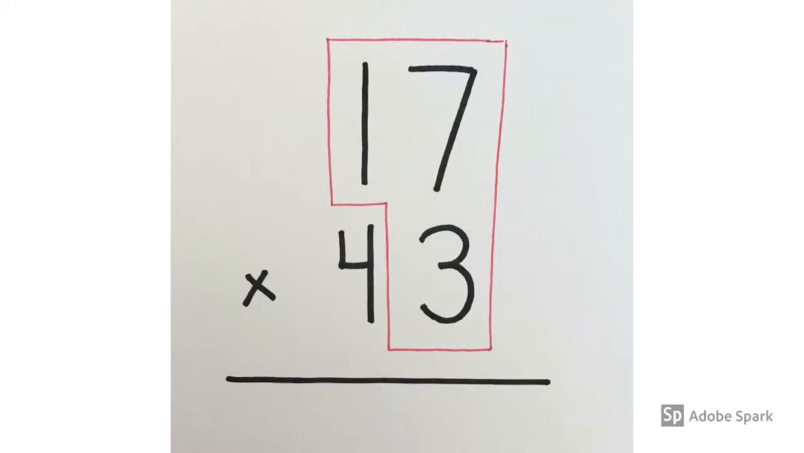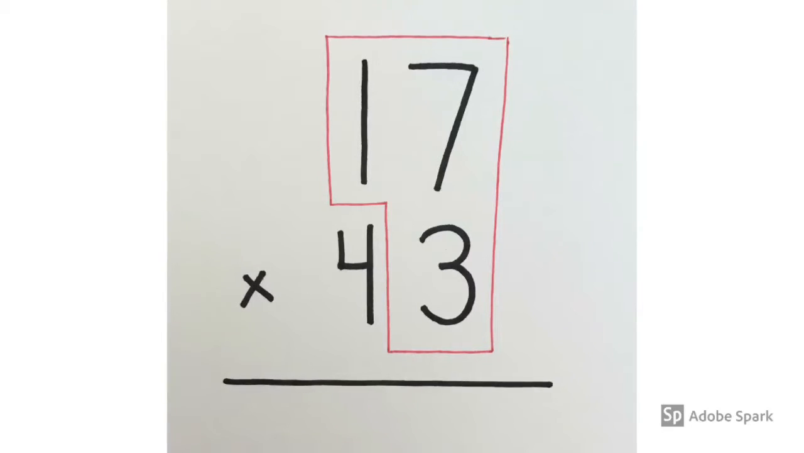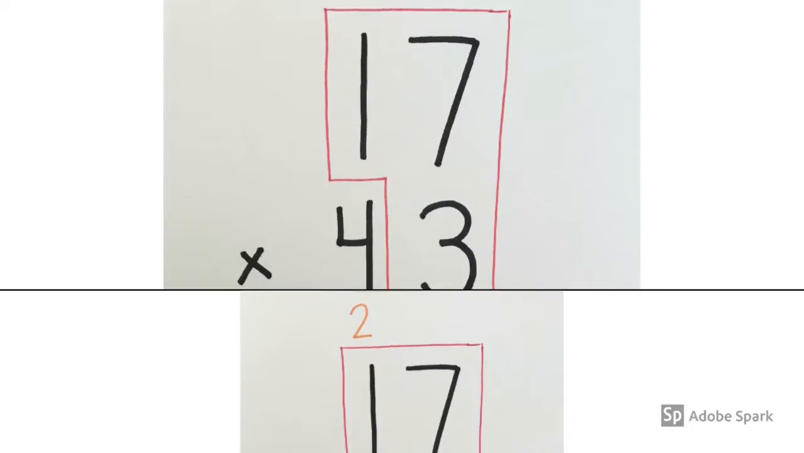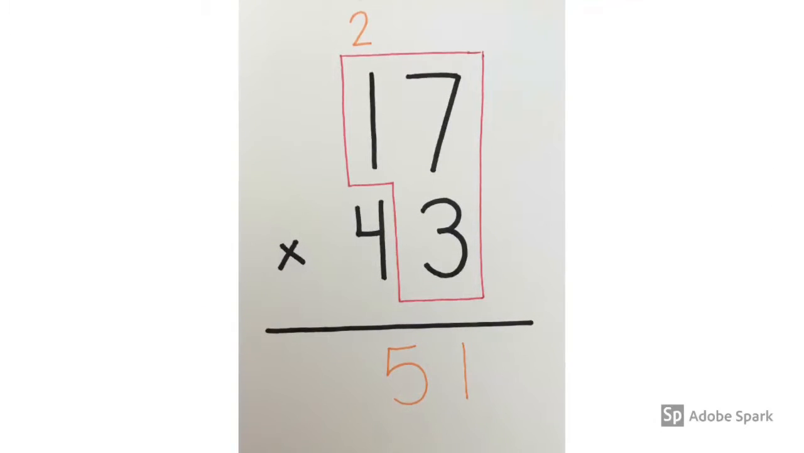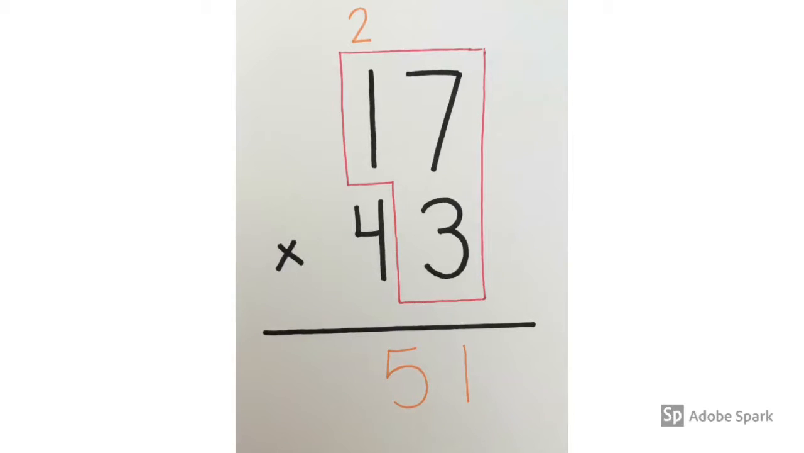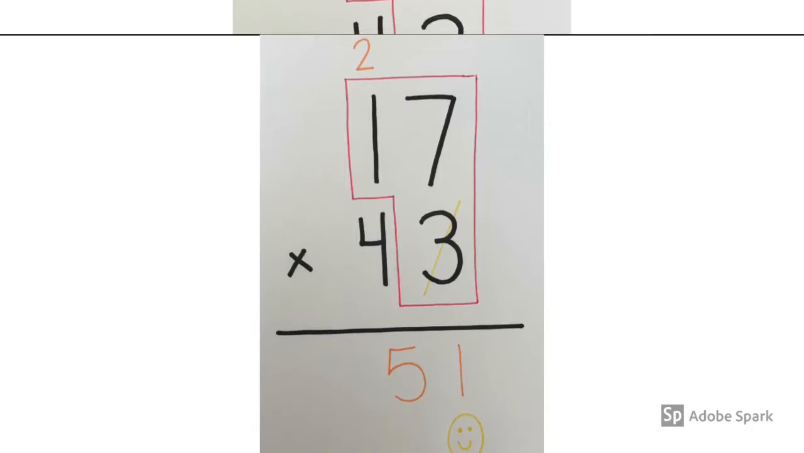When using the traditional method, the first step is multiplying the top 2-digit number by the ones place of the bottom 2-digit number, which is outlined in red. As you can see, we multiplied 7 times 3, which is 21. We carried the number and then multiplied 3 times 1 and added the 2 to get 51.